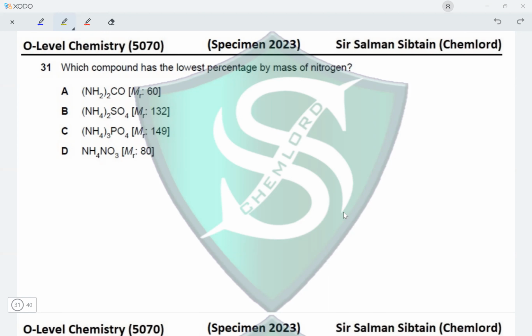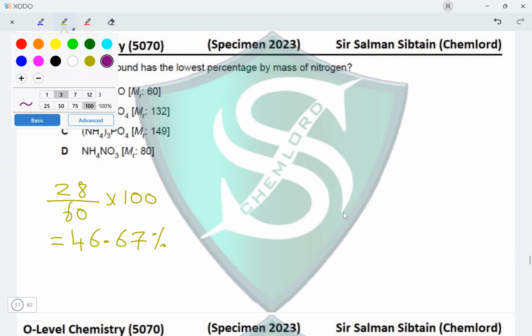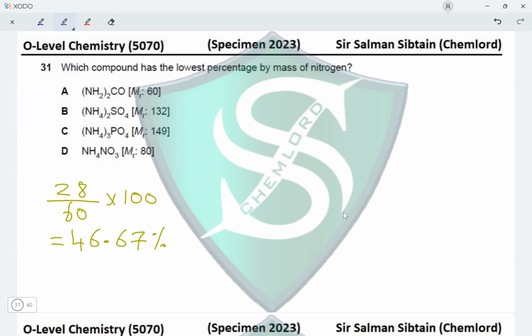So for option A, we have got two nitrogen atoms present. So 14 twos are 28. The 28 divided by 60 into 100 gives us a value of 46.67%. Similarly, now we move on to option B. Option B has again two nitrogen atoms present, so it would become 28 divided by 132, which is the MR here, into 100. This would give us a value of 21.21%.